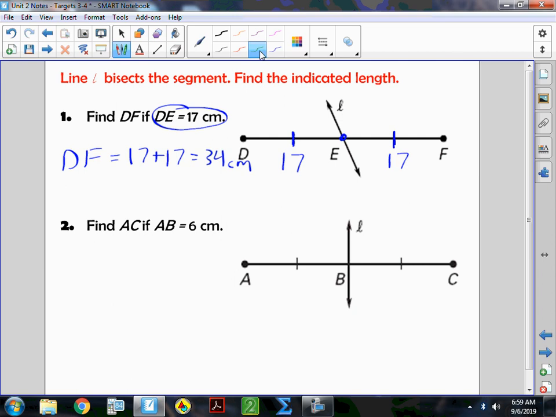Likewise, line L bisects segment AC. So because line L bisects the segment, we can tell from the diagram that it goes through B. So point B is the midpoint of the segment. Because point B is the midpoint of the segment, then segment AB and segment BC are congruent. And so if AB equals 6, then segment BC has to equal 6. So AC has to equal 6 plus 6, which is 12 centimeters.